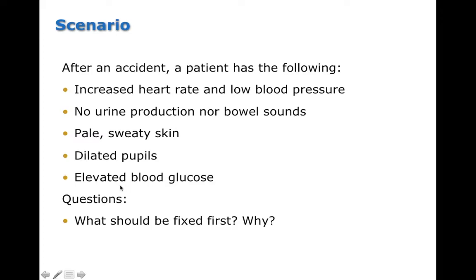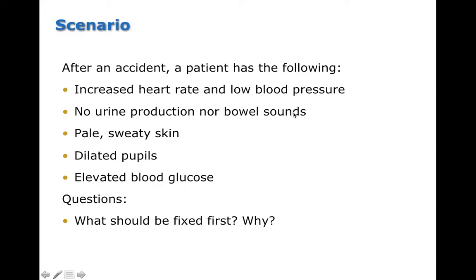Having elevated blood glucose is actually a good thing in this patient's case because you want to be able to provide your cells with energy to undergo metabolism to keep those cells alive. And the fact that they're not producing urine in the short term is not a problem, but in the long term, you're going to need to have normal urine output. The fact that they're not digesting really currently, so there's no bowel sounds, is also not an immediate life-threatening problem, but ultimately you'd want to have normal digestion restored.